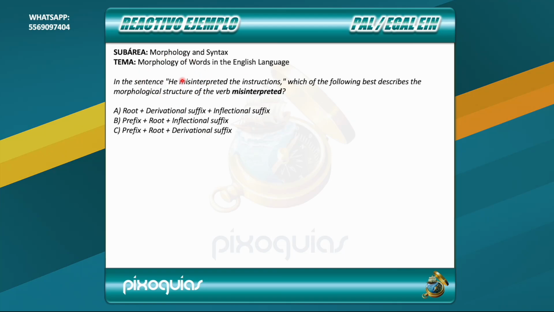We can see now an exercise from the sub-area Morphology and Syntax with the topic Morphology of Words in the English Language. In the sentence, he misinterpreted the instructions. Which of the following best describes the morphological structure of the verb misinterpreted? A. Root plus derivational suffix plus inflectional suffix. B. Prefix plus root plus inflectional suffix. Or C. Prefix plus root plus derivational suffix.